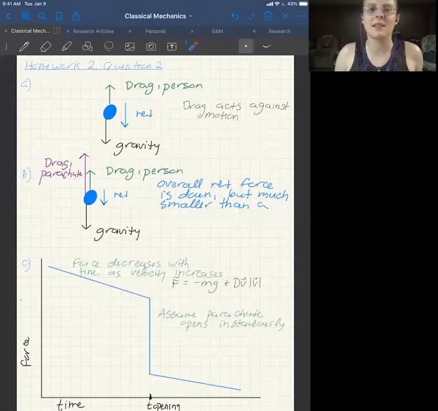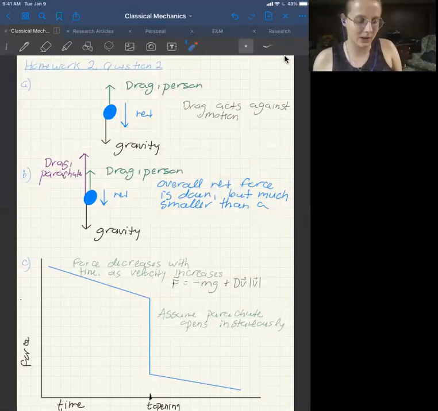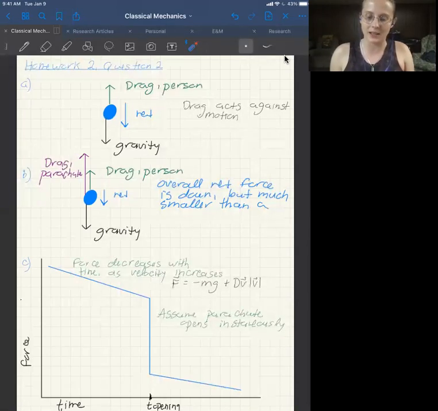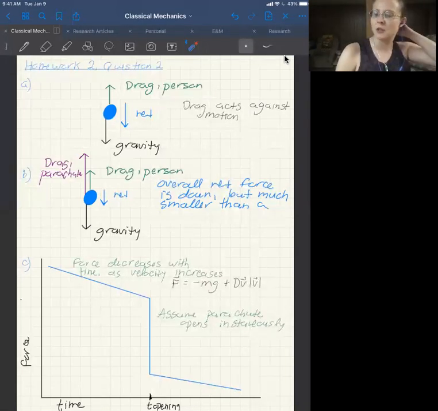Hello all, so this is the solution to the second question on the second homework for classical mechanics. This question deals with what forces act on a person after he jumps out of a plane, before and after he opens his parachute.